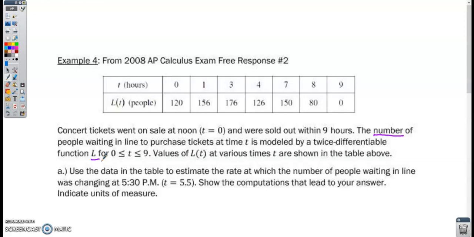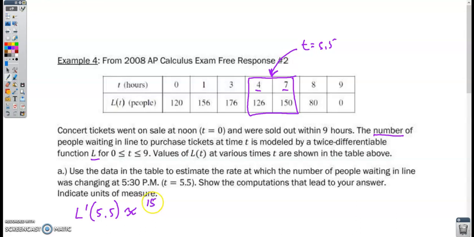First, use the data in the table to estimate the rate at which the number of people waiting in line was changing at 5:30 p.m. or time 5.5. Show the computations that lead to your answer. So we're looking for L prime of t, and we're looking for L prime of 5.5. So we want to estimate the slope, or estimate the derivative of this function, which we're going to use the average rate of change on the interval that contains time equals 5.5, and 5.5 is between 4 and 7. So I'm going to pick these 2 points right here in order to get our approximation.